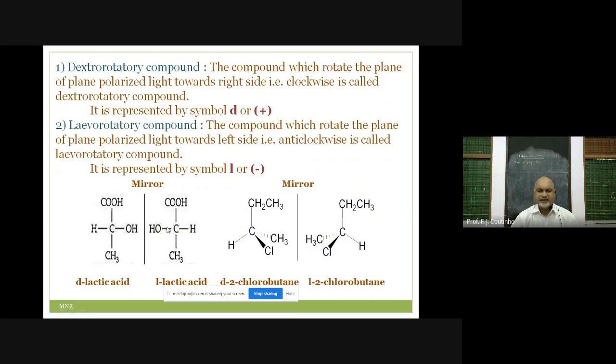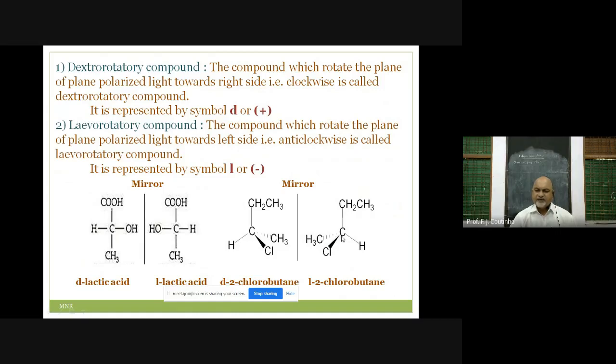You can study in detail the properties of these two compounds, lactic acid and 2-chlorobutane, and their optical activity. These are two mirror images, D and L of lactic acid, and D and L of 2-chlorobutane. One is dextro and one is levo. Concentrate on this carbon atom, which is connected to 4 different groups: one ethyl, one hydrogen, one chlorine and one methyl. Similarly, this is its mirror image.